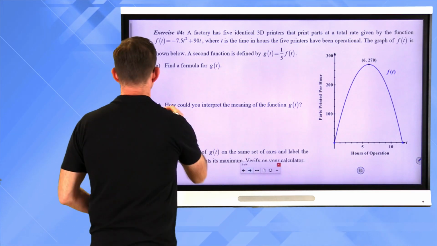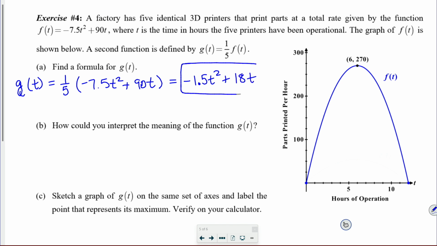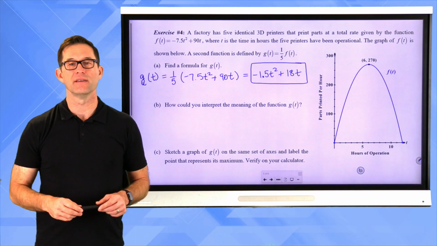All right, well, simple enough, right? We can now say that g of t, wow, that almost looked like a g. G of t equals 1/5 times -7.5 t squared plus 90t. Of course, multiplying by 1/5, which you can totally do on your calculator, is the same as dividing by 5. And so all of this, -7.5 divided by 5 is -1.5 t squared. And then 90 divided by 5 is 18. So the formula for g of t is -1.5 t squared plus 18t.